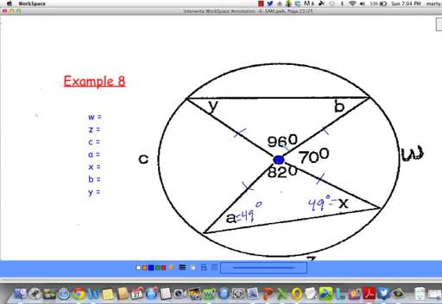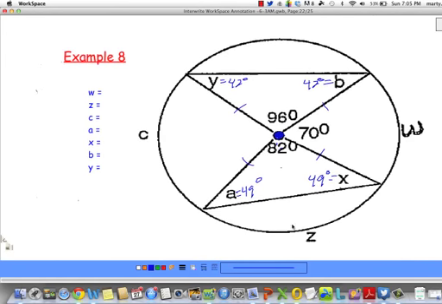180 minus 96 leaves me with 84. Cut them in half, 42 degrees. Again, look for radii. They're isosceles triangles. 82, central angle. Central angle. Let's slide this down. 82, that makes this 82. Z is 82. 96, I get 96 up here.